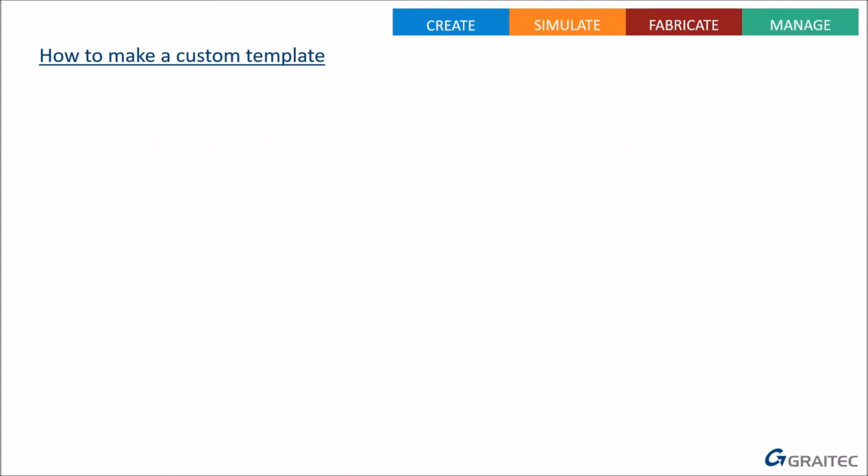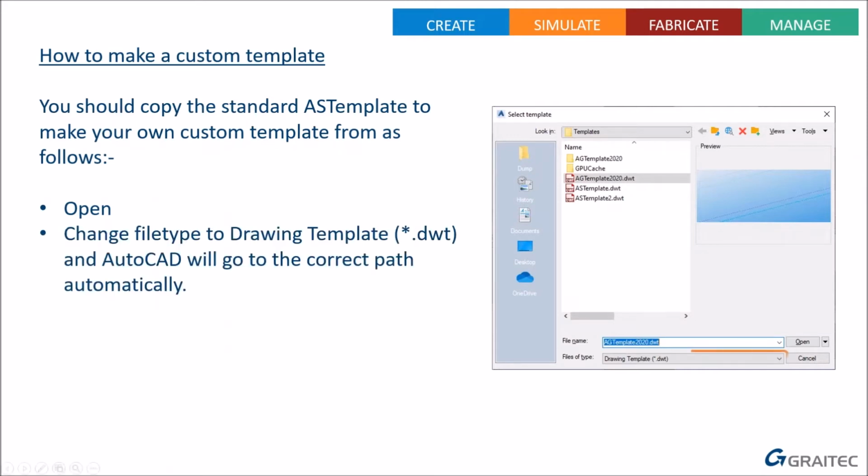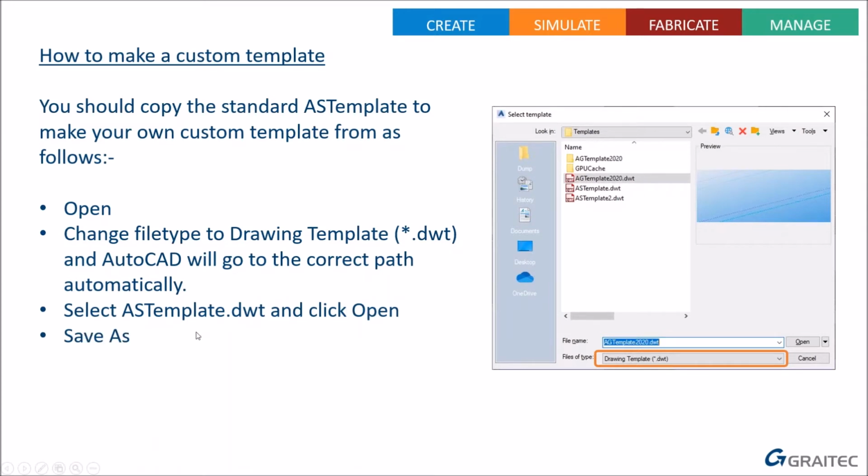So how do you make your own custom template? Well, the first thing you do is copy AS template. What I tend to do is I use the file open command, and then at the bottom you have to change it to say drawing template instead of AutoCAD drawing DWG. It should be the DWT, and then it jumps to the correct path where the templates are stored. Then you can select AS template DWT and open that, and immediately before you forget, do a save as and save it as something else.